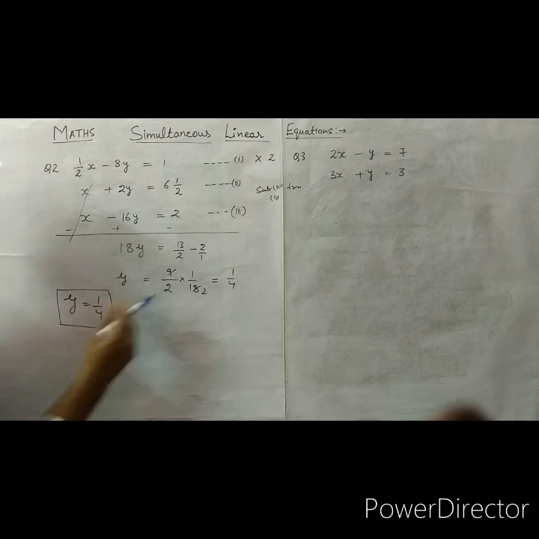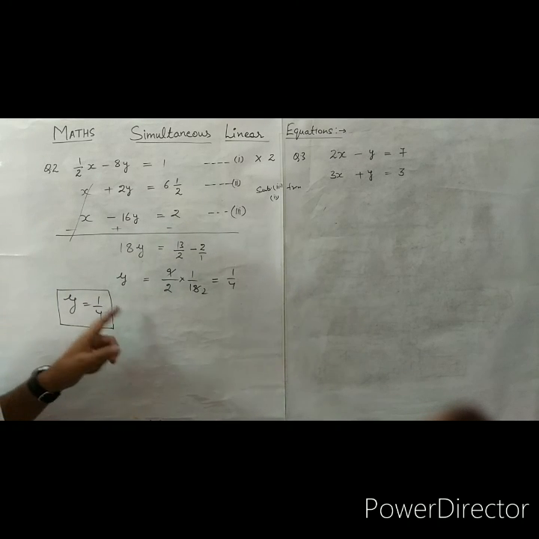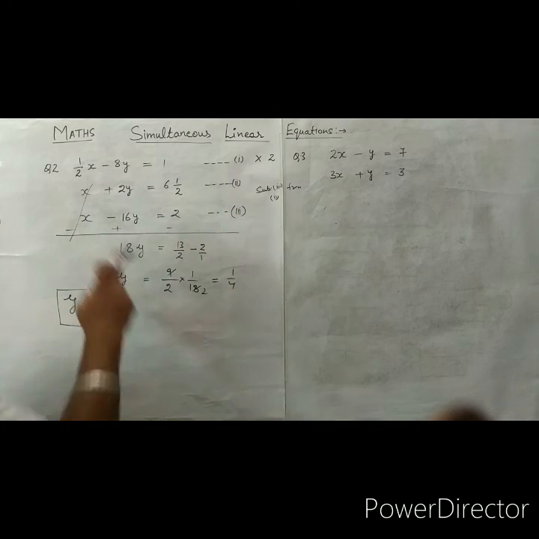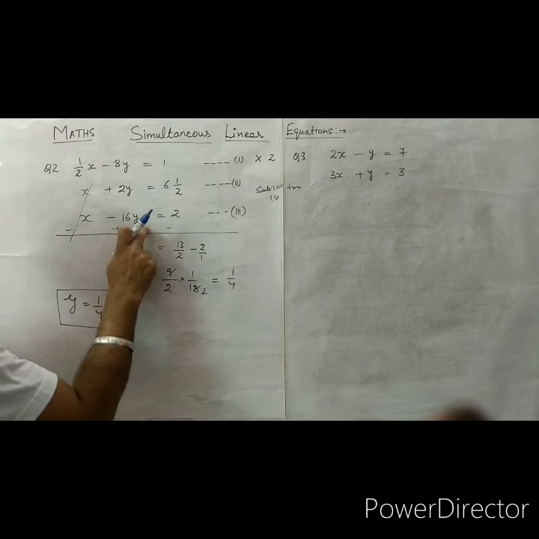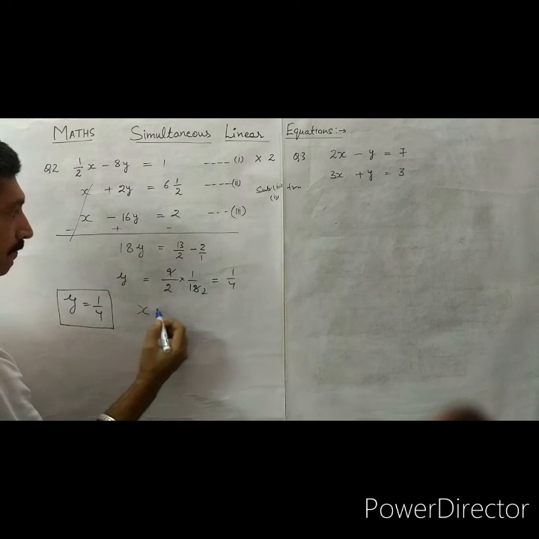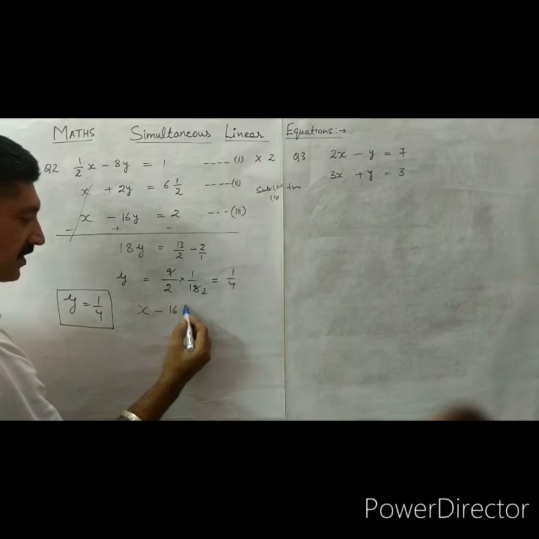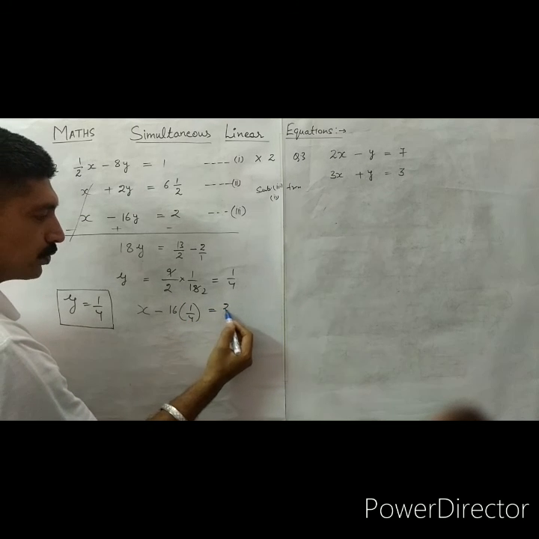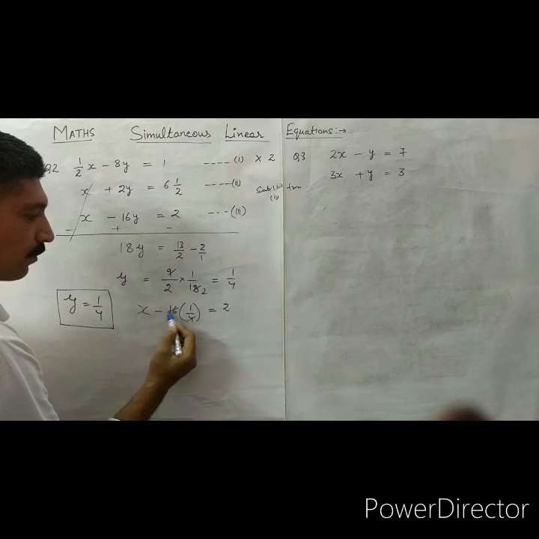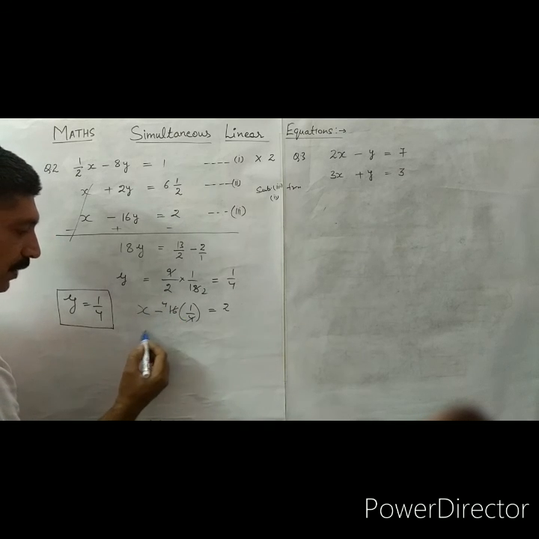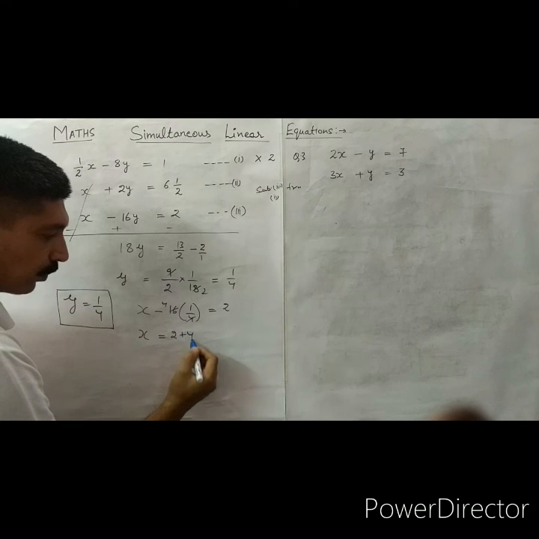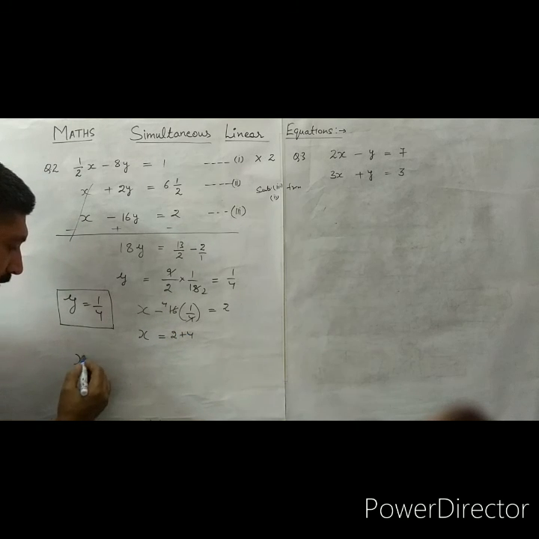To find the value of x, we can substitute the value of y in any of equations 1, 2 or 3. Substituting the value of y in 3, we get x minus 16 into 1 upon 4 is equal to 2. So 4 ones are 4, 4 fours are 16. So x is equal to 2 plus 4, which is 6. So the value of x is equal to 6.